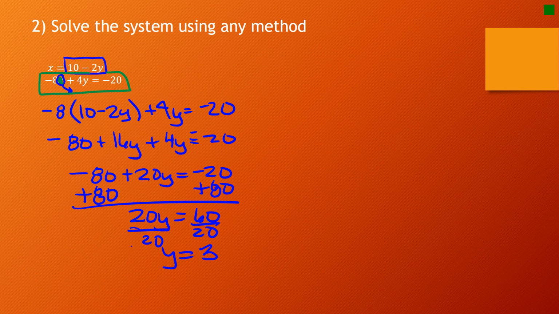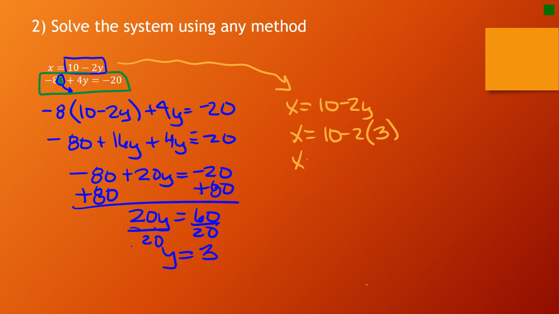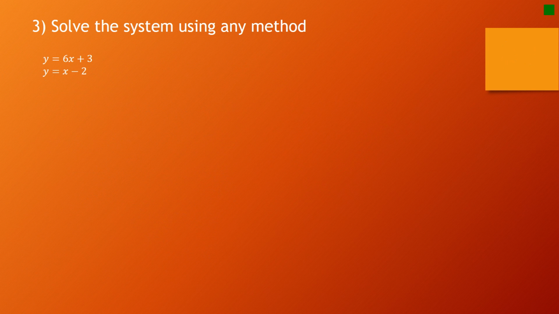Y is 3. Now in this case, I'm not going to go back into anything. I'm going to go right back here. I know x is 10 minus 2y. So to find x, it's 10 minus 2. What's y? 3. So x is going to be 10 minus 6. X is 4. So your solution, remember, is an ordered pair, x, comma, y. I knew I picked this slide for a reason. Look at that cute little solution box.